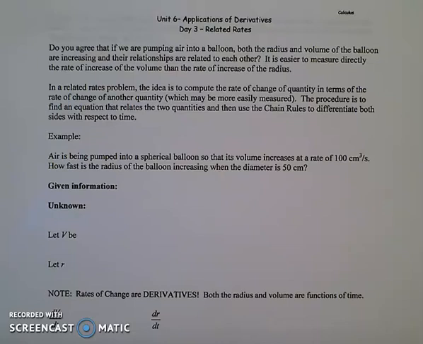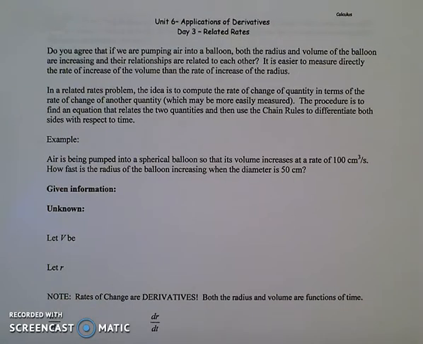Hello everyone and welcome to the last day of applications of derivatives. As we know, we did the first day dealing with motion, the second day dealing with optimization, and now today's dealing with related rates. And this is a major concept in the idea of applications of derivatives. It's used quite a bit.